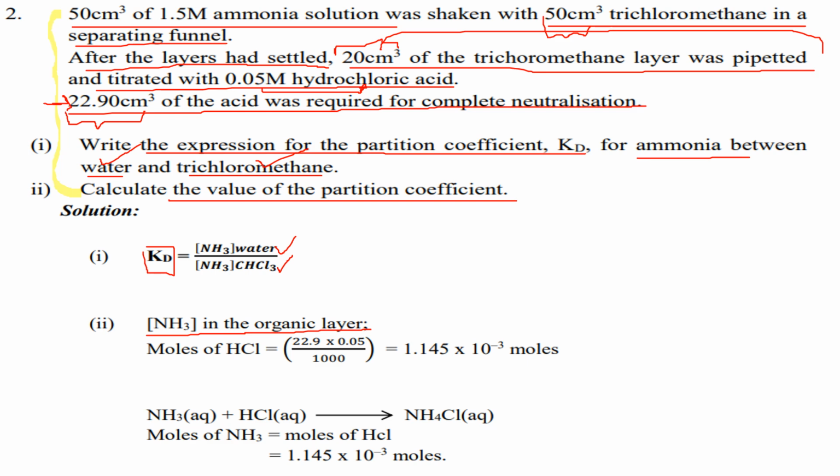That's why we have this expression. And we are saying that moles of the acid is equal to 22.9 times 0.05 divided by 1000, and you get 1.15 × 10^-3 moles.